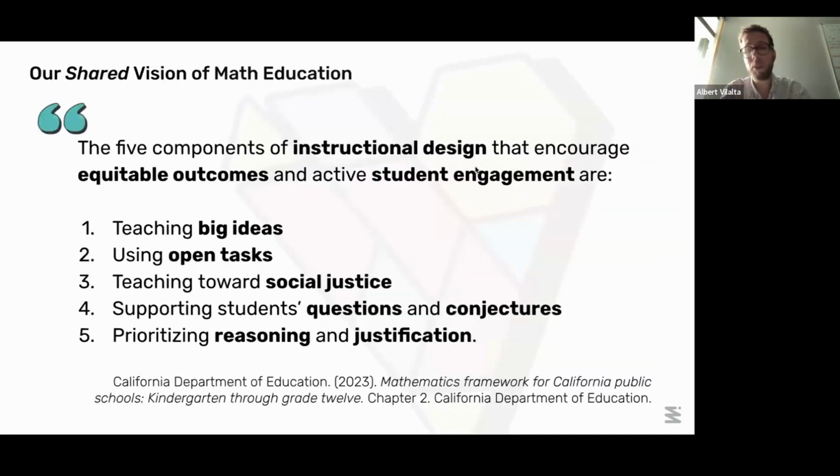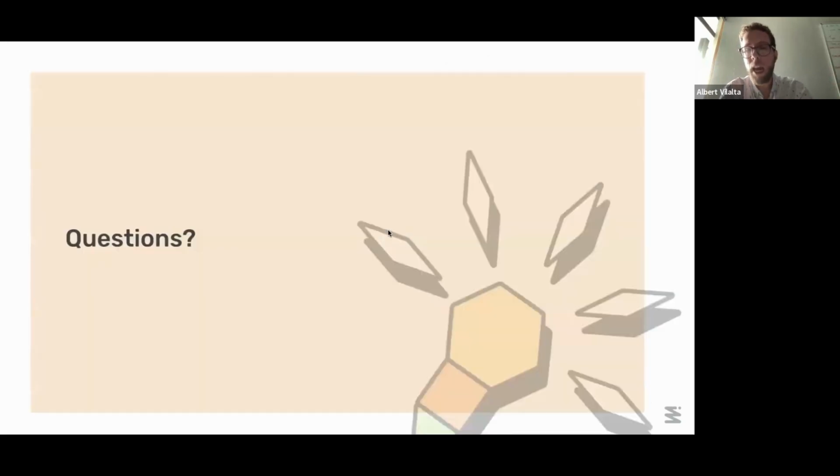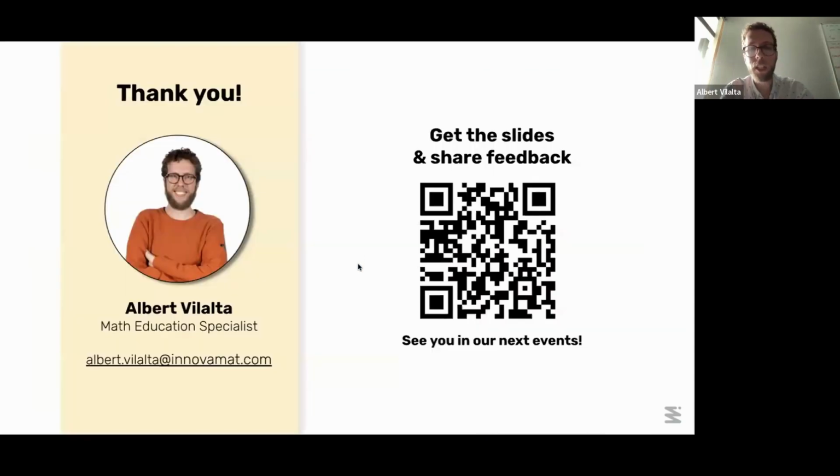As a conclusion, I'm not that much of a fan of conclusions. I think the conclusions were as we were doing the activity, but I wanted to outline again these 5 components of instructional design that encourage this engagement and equity. There's no need to read them again. I think that what we did today covers most of them, or opens the door to cover most of them. And of course, you can ask questions. I hope you enjoyed it.